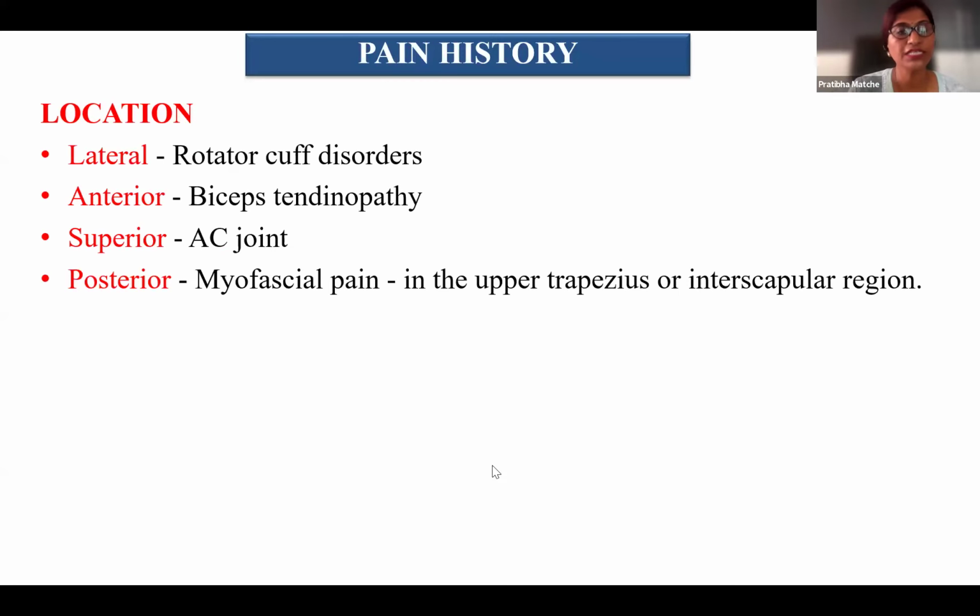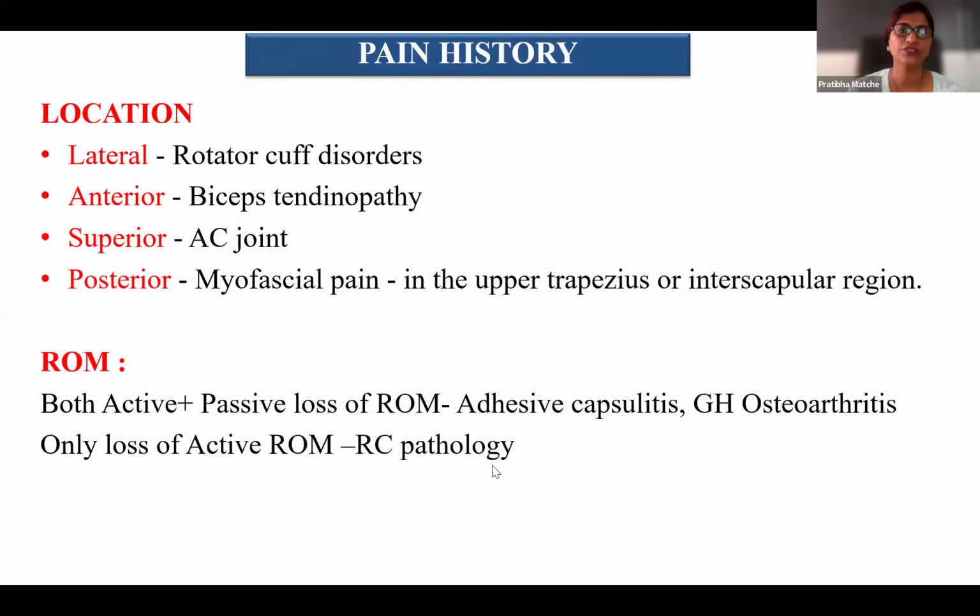So if the pain is in the lateral aspect of the shoulder, then it is mostly suggestive of rotator cuff lesions. If the patient is pointing anteriorly, then it is biceps tendinopathy. Superiorly, it is AC joint involvement, and posteriorly, anywhere along the upper trapezius or interscapular region, could be because of the myofascial region.